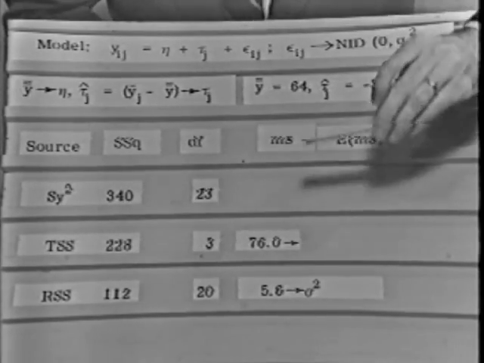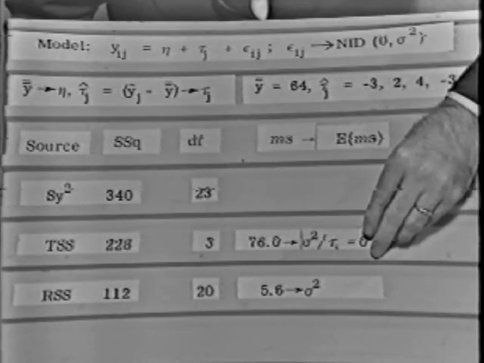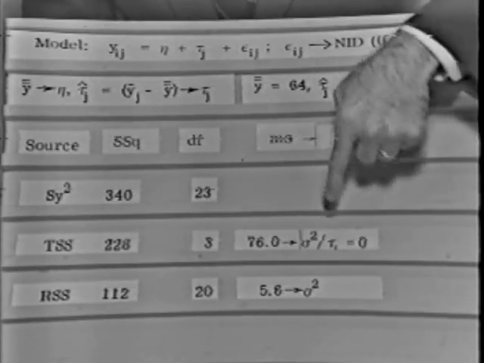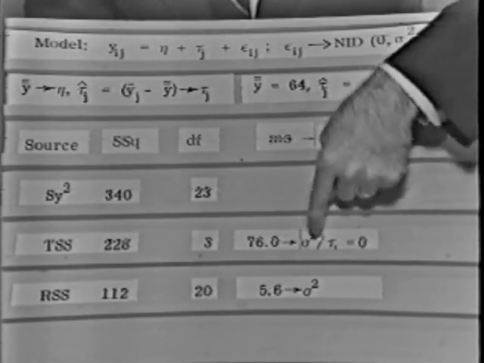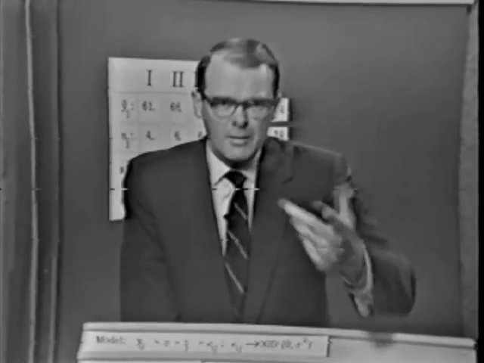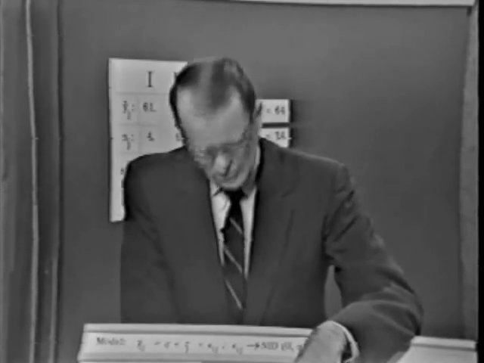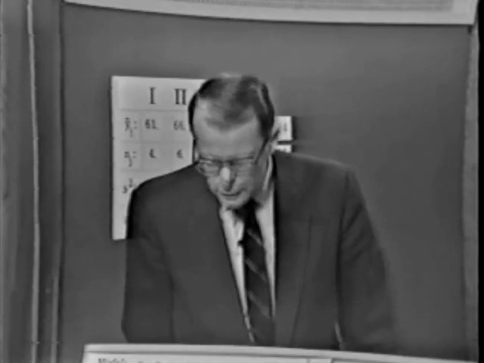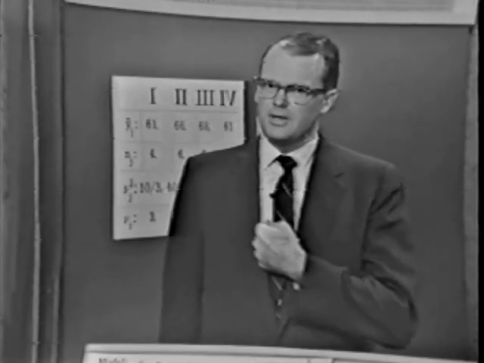And that would estimate sigma squared only if this assumption is true, that all the tau sub j's are equal to 0. So that's a conditional. We say it estimates sigma squared given that particular fact. Well, here we are back at the old stand. I've got two numbers running around claiming to estimate sigma squared. The 5.6 says I estimate sigma squared, and the other value, 76, says no, I estimate sigma squared, and I'm just as good as you are under the hypothesis that tau's are 0.